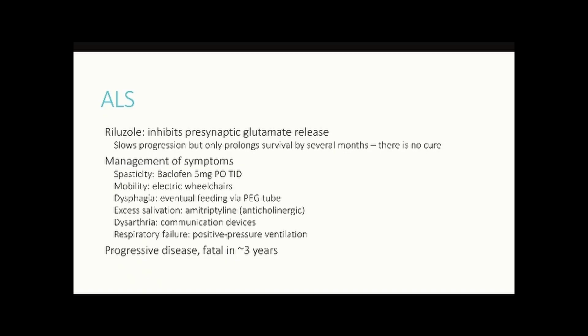Respiratory failure, can they support their airway? Remember, a lot of breathing is voluntary motor involvement as well. They can't support their airway. They may need some positive pressure ventilation. But again, it's a progressive disease and usually fatal within 3 years.